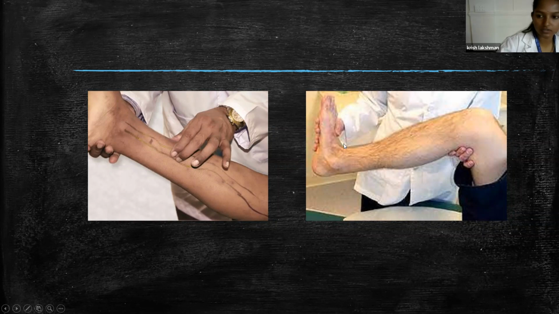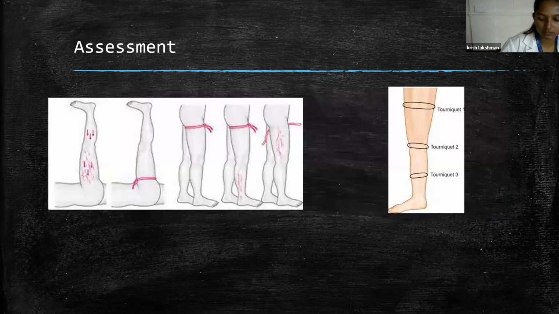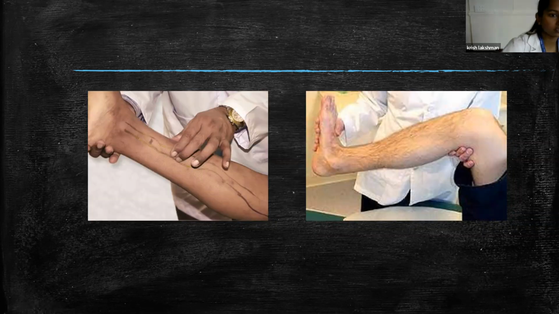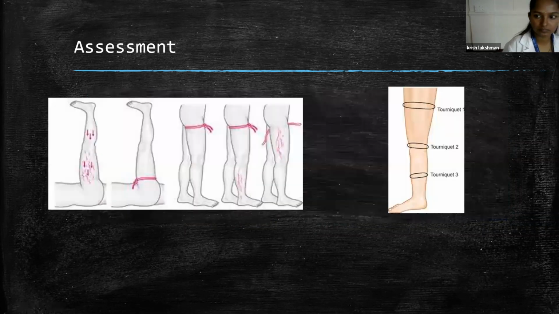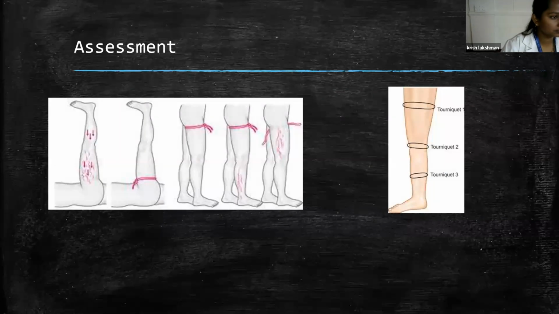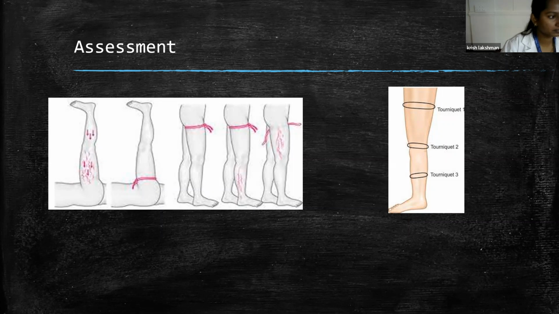And this is Homans' test. So dorsiflexion of the foot is done. If the patient complains of pain in the calf region, it indicates DVT. What is modified for this? To tie a tourniquet and ask the patient to walk. If the patient complains of pain, we can also visualize the varicose veins around the DVT.